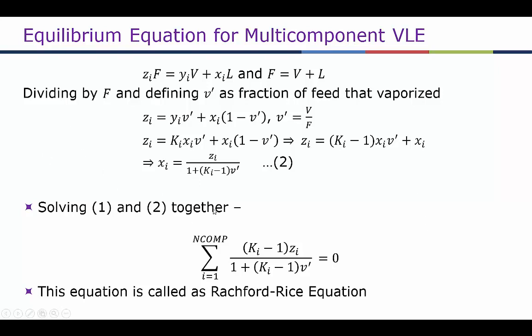If we combine those two, we can get this equation here, which is (Ki minus 1) times zi over 1 plus (Ki minus 1) times nu. If we add this for all components, we should get 0. And that gives us the Rachford-Rice equation. We can use this equation to solve for the vapor liquid equilibrium and get the component mole fractions in both the liquid phase and gas phase.